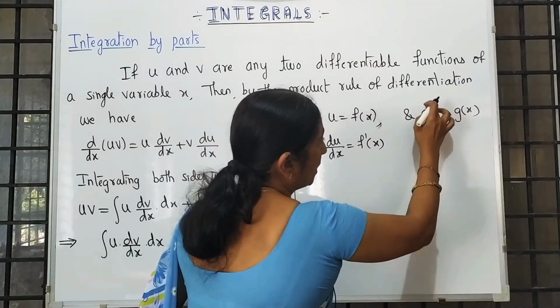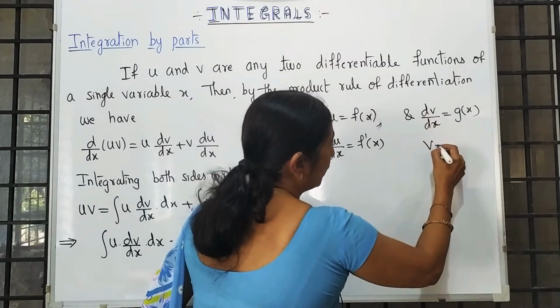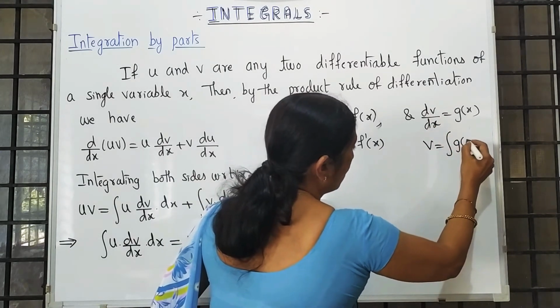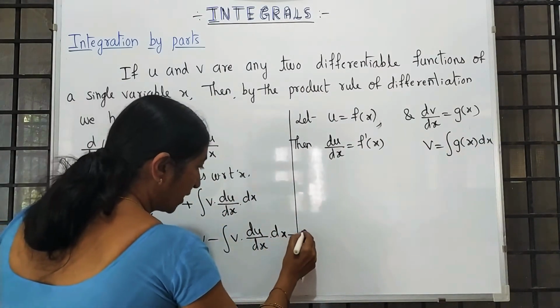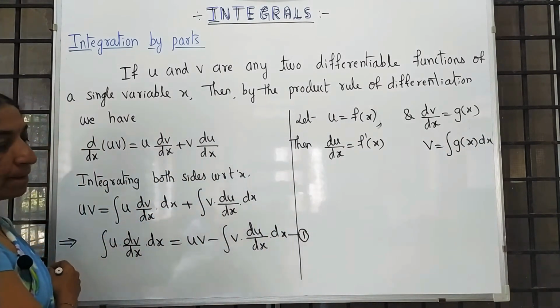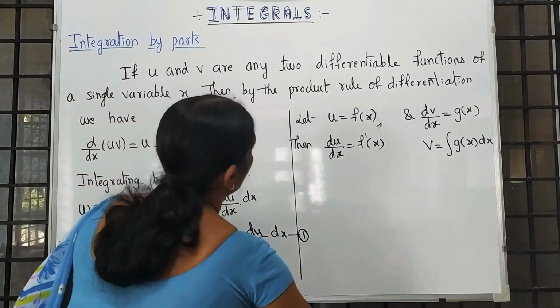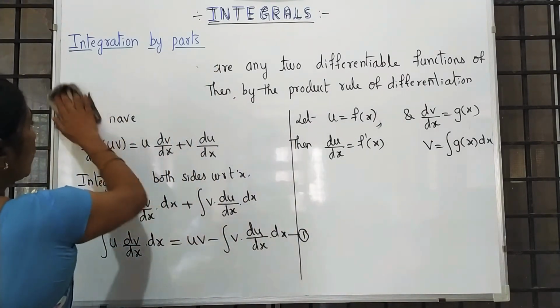When you integrate, d upon dx gets cancelled, v is equal to integration of g of x into dx. This you substitute in equation 1. So this is very important. Now substitute this value in equation 1.